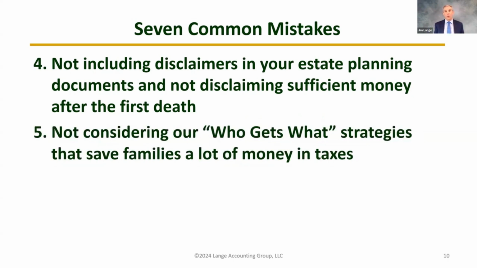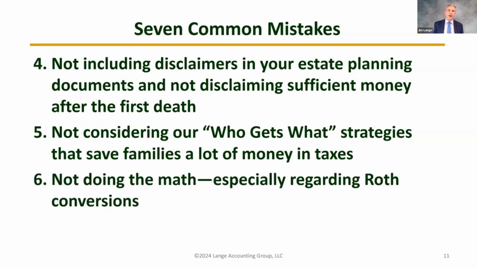We talked about who gets what in the second session. We hardly ever see it, again, except for the documents that we are involved with, and it can save people a lot of money. The other one is not doing the math, especially with regards to Roth IRA conversions. I said this earlier, this isn't a matter of opinion, it's a matter of math. And yes, you can argue about the assumptions, and when we run the numbers, we'll do any assumption that you want. But running the numbers is critical.